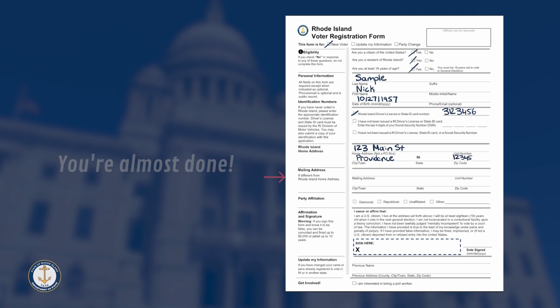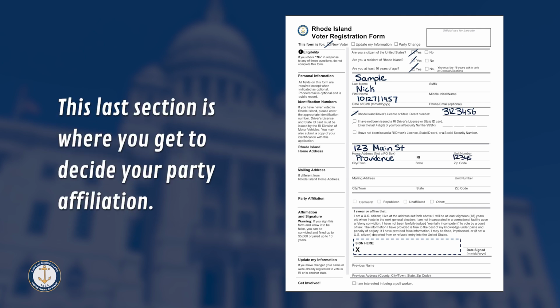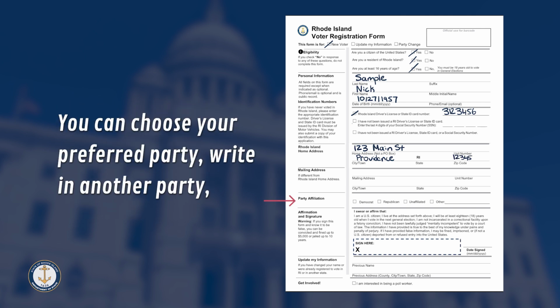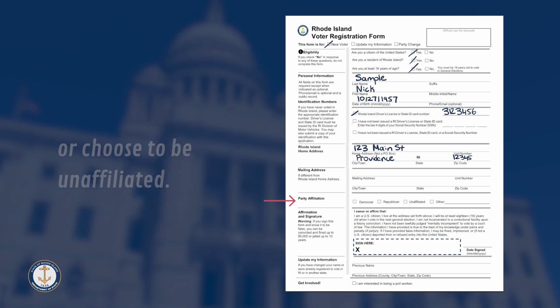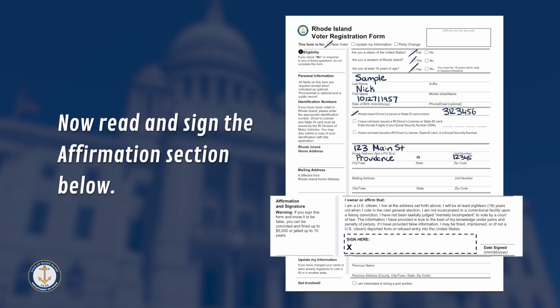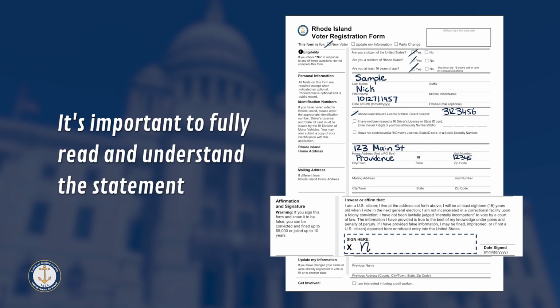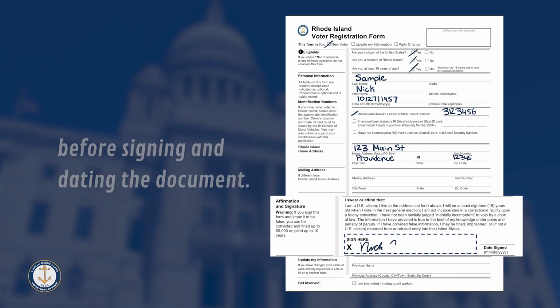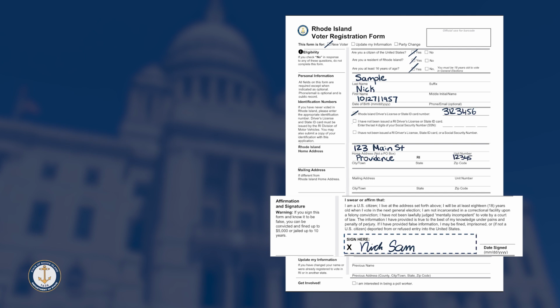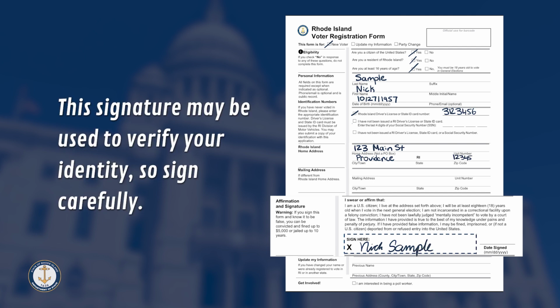You're almost done. This last section is where you get to decide your party affiliation. You can choose your preferred party, write in another party, or choose to be unaffiliated. Now read and sign the affirmation section below. It's important to fully read and understand the statement before signing and dating the document. This signature may be used to verify your identity, so sign carefully.